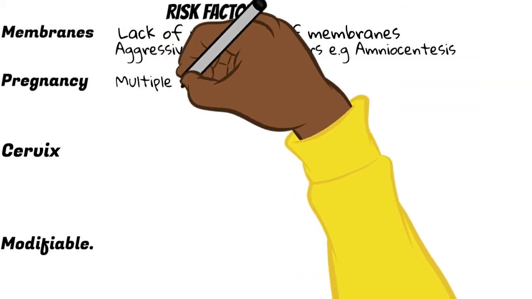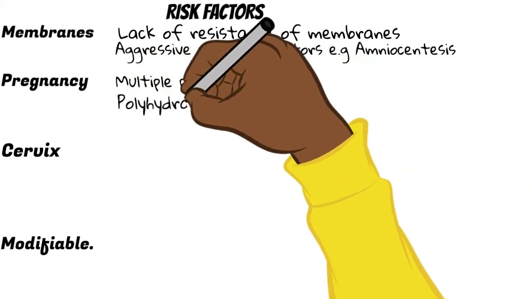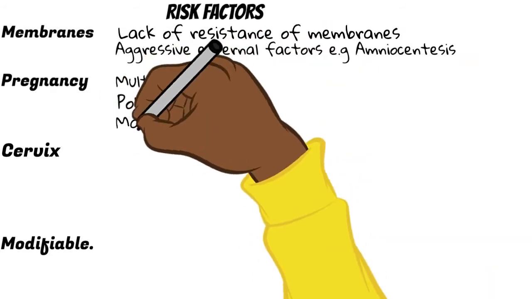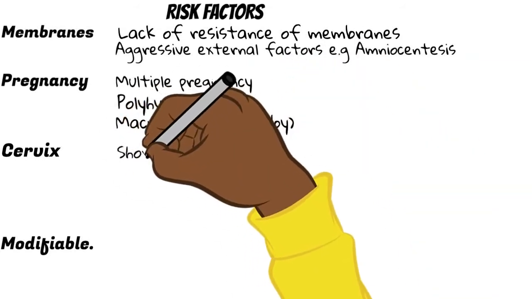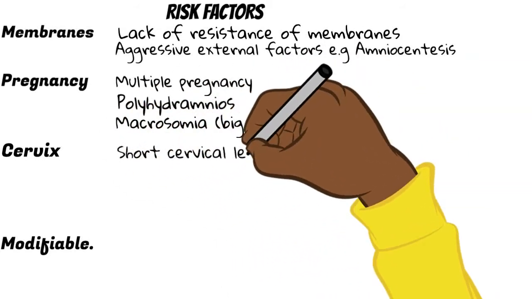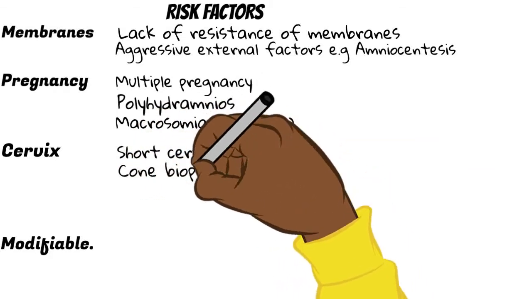Under pregnancy, we have multiple pregnancy, polyhydramnios, macrosomia, or a big baby such as occurs in diabetes mellitus. Under cervix, we have short cervical length, cone biopsy, cervical incompetence, and surgery on the cervix.